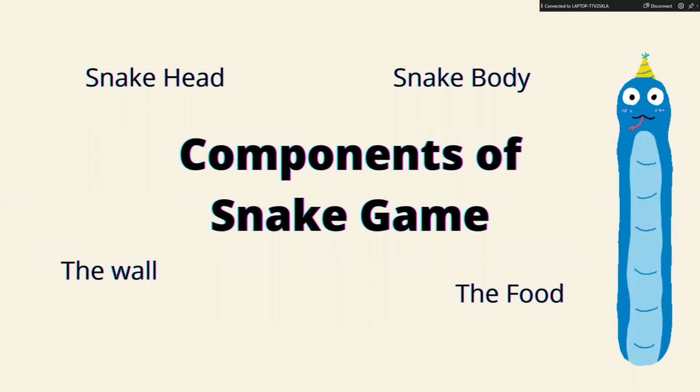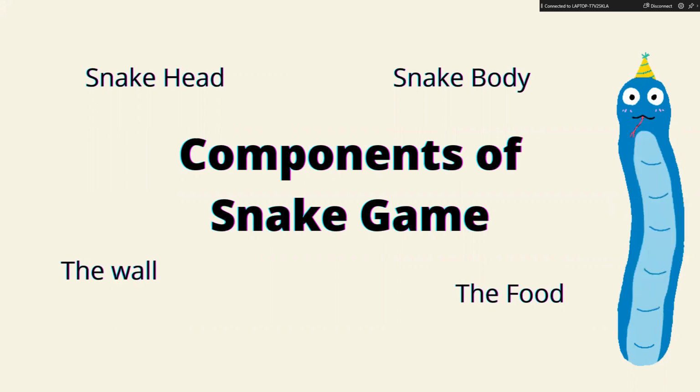And also, there's the food. People often think the food is a really simple thing, and it is simple, but there's more than meets the eye. One thing to note is once you eat the food, it has to reappear somewhere else, somewhere seemingly random. There's a lot of small little details that go into making the game what it is. So let's get straight to it.